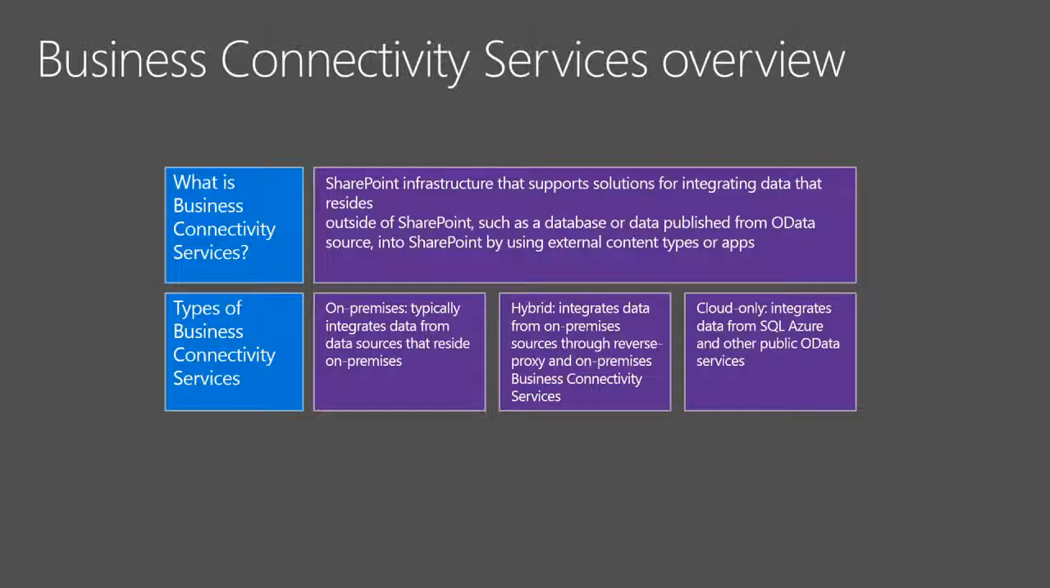Then there's the whole concept of having this hybrid infrastructure. So with hybrid, we're using BCS in Office 365, and we're using BCS on-premises. We're using them to talk to each other through a series of implementation steps that we're going to take you through to enable that exposure of data from on-premises into Office 365.